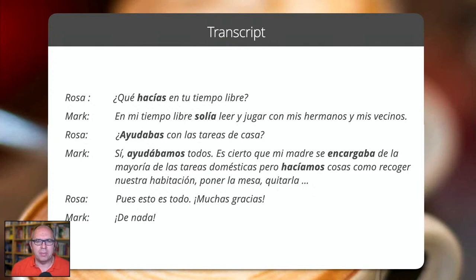So, this is a lovely verb, soler. Soler means to tend to do something. So, I tended to, solía leer y jugar. I tended to read and play with my brothers and sisters and my neighbors.